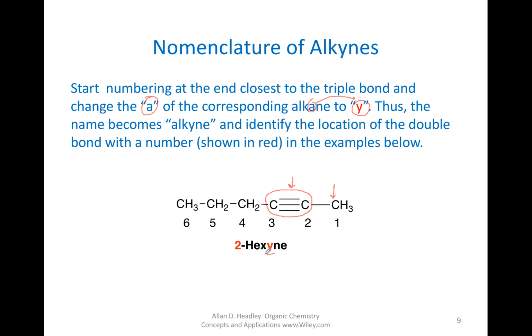So we have here the hexyne. As you expect, you will have to indicate the position of that triple bond. So the Y is indicating the presence of a carbon-carbon triple bond. But you will have to indicate its position in the molecule. Because as you can tell, if it were over here, it would have been a different molecule than the one shown here.